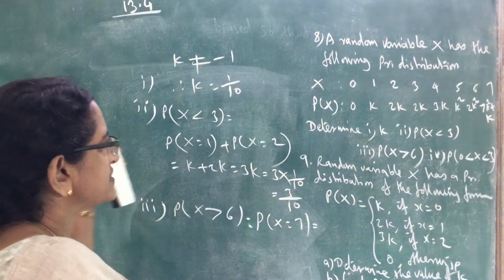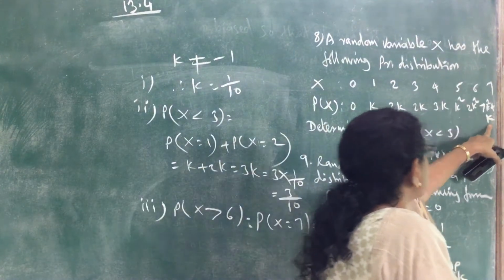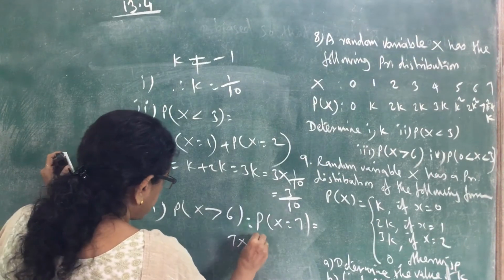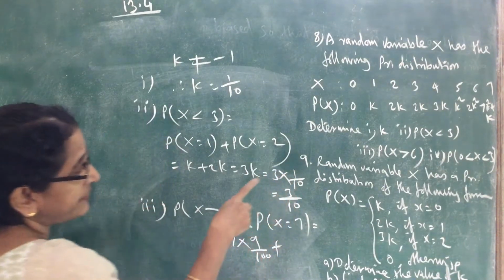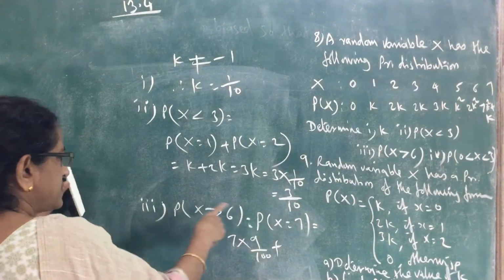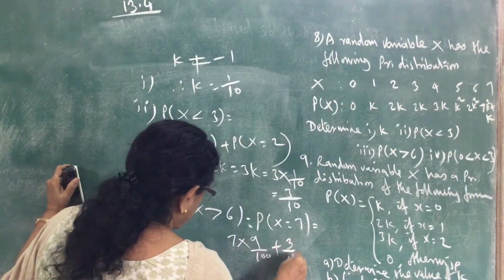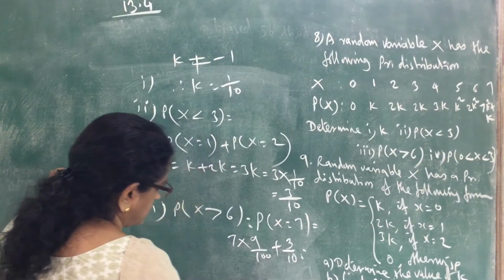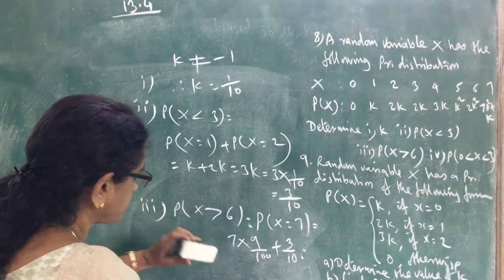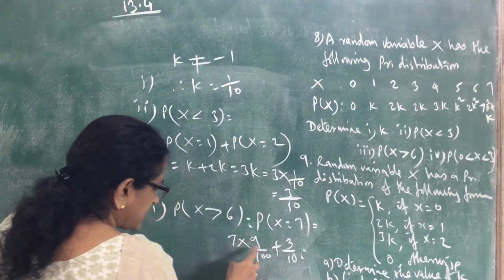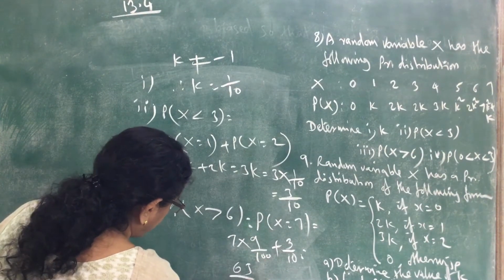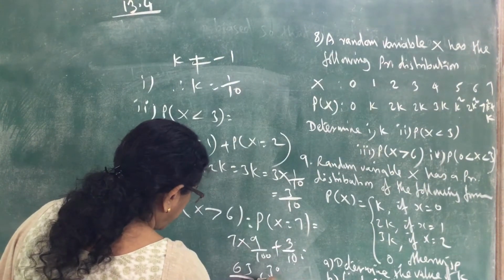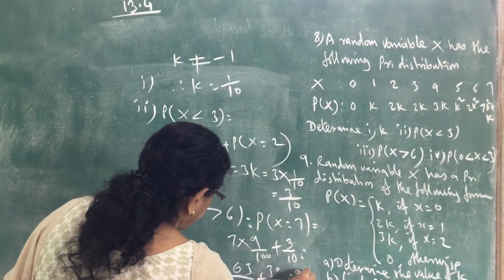That is 7k square plus k. So 7 into k square, that is 7 by 100, plus k, which is 1 by 10. So that is 7 by 100 plus 1 into 10, we can multiply, so 10 by 100. That is equal to 17 by 100.